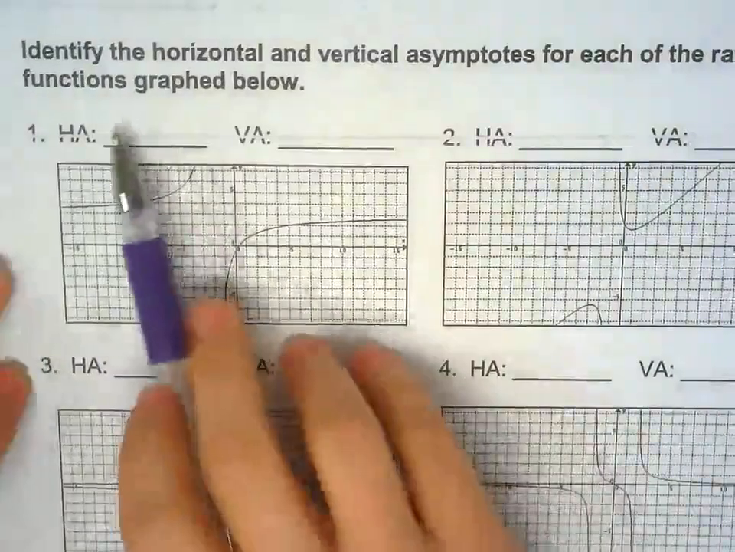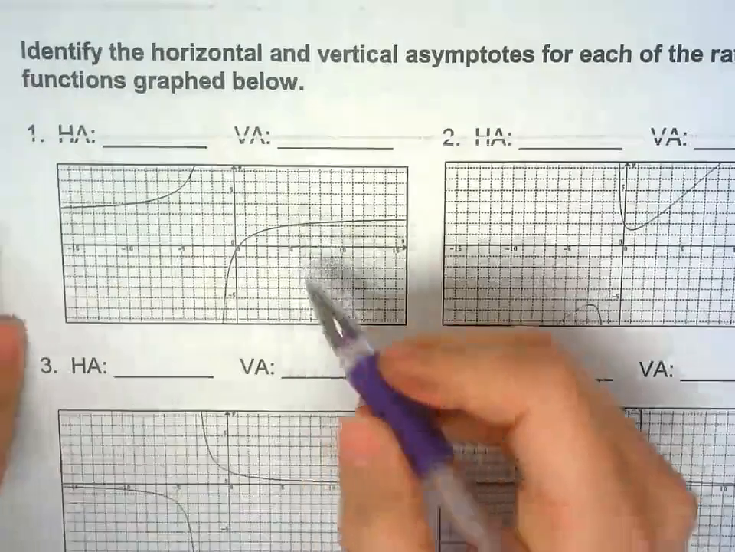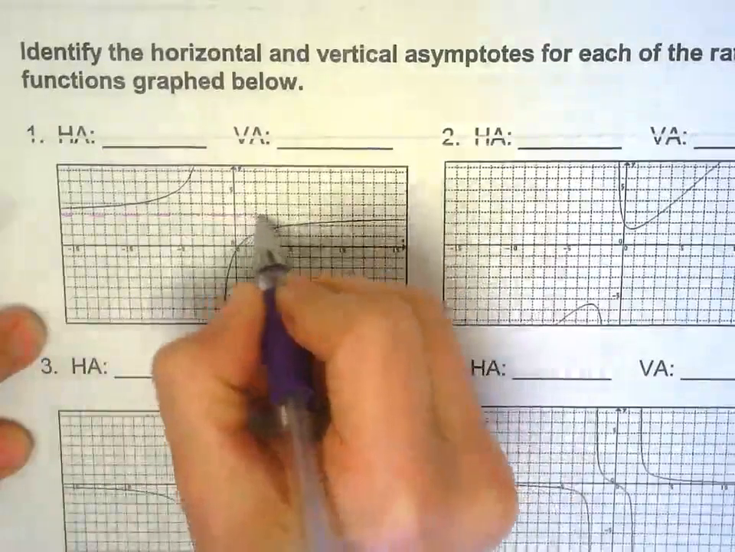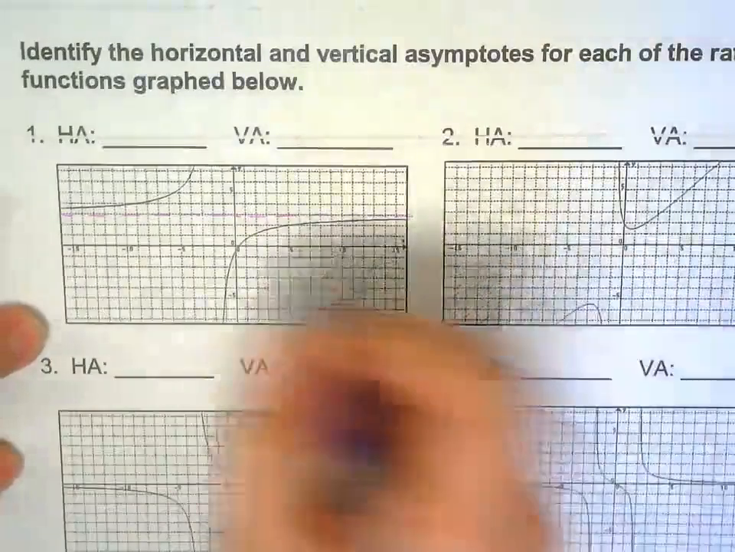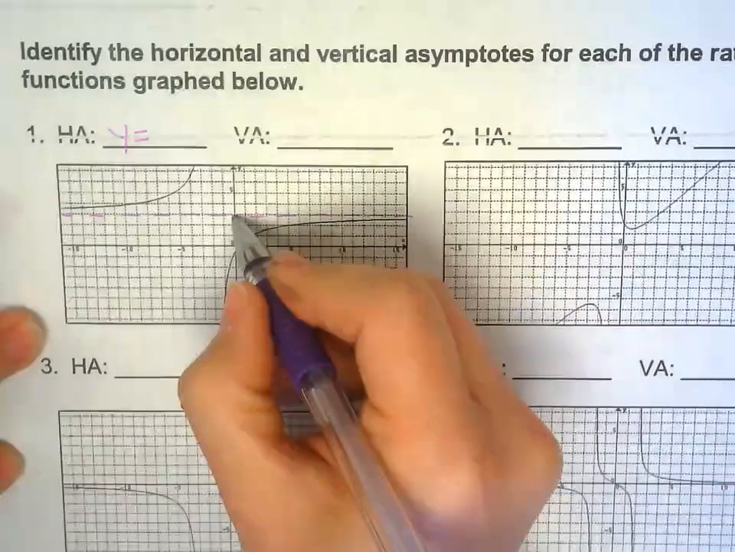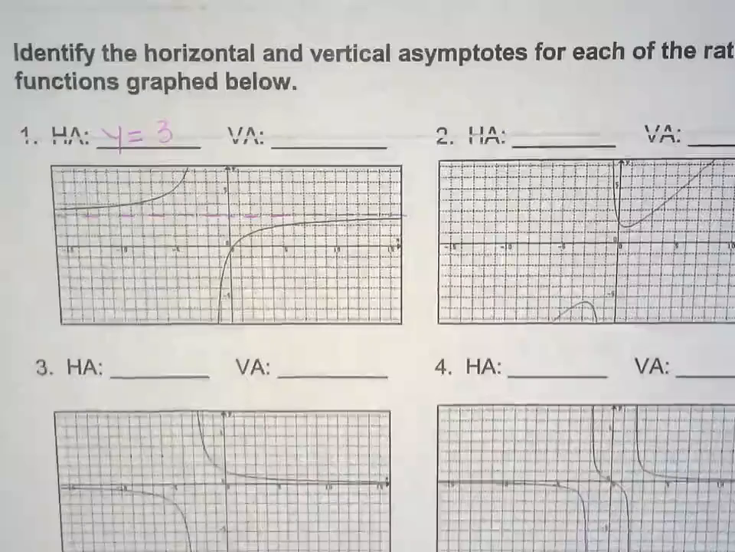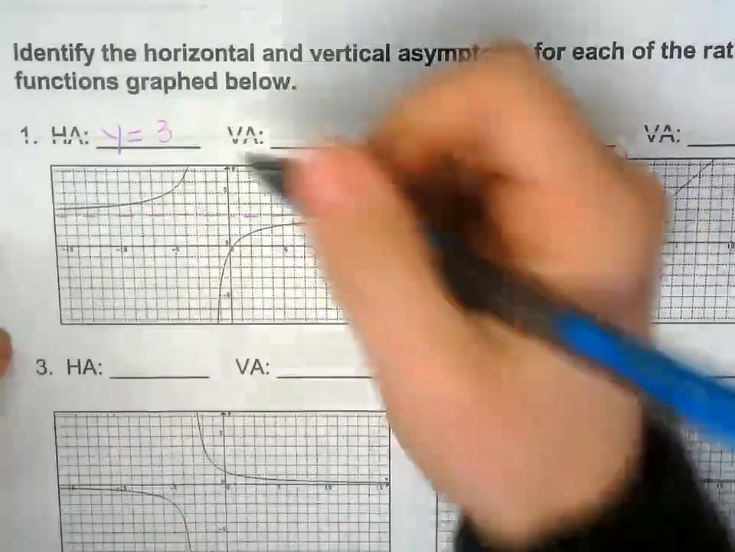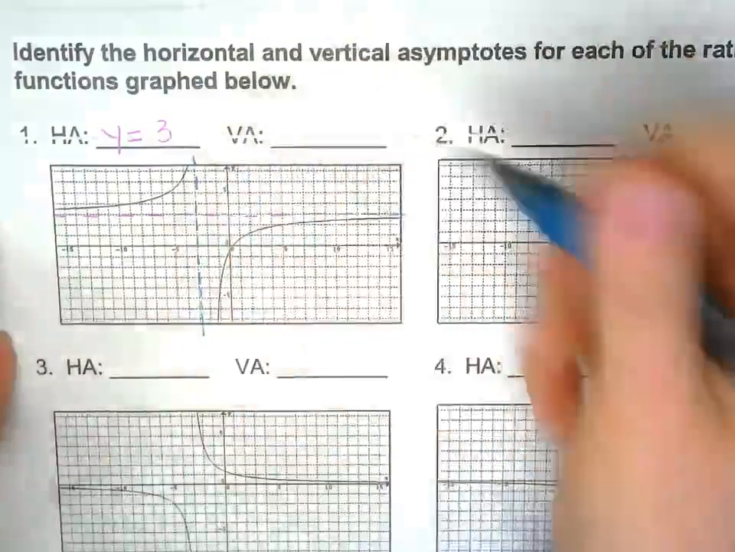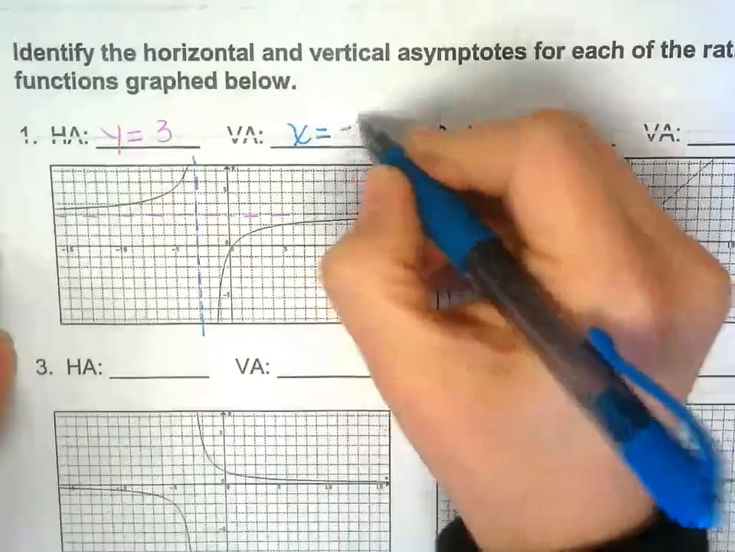Now we're going to look for horizontal and vertical asymptotes from the graph. So the horizontal asymptote goes right there, and a horizontal line is a y equals line, 1, 2, 3, going right through 3. The vertical asymptote goes through right there, and it's a vertical line, so x equals 1, 2, 3, negative 3.